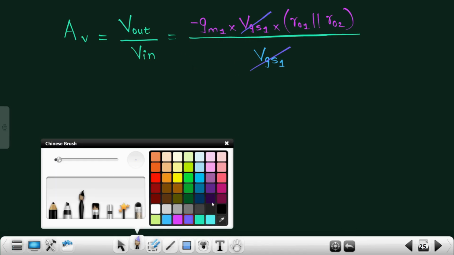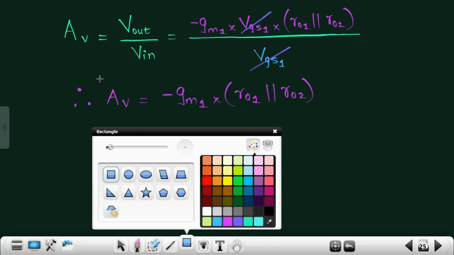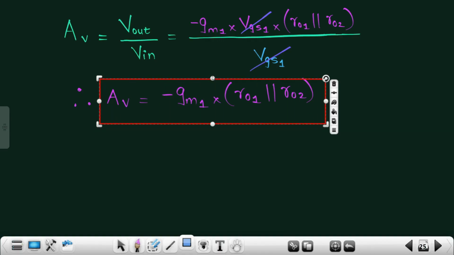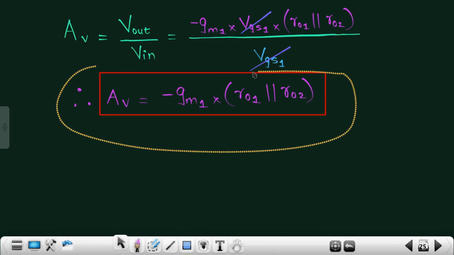So basically, what is my output voltage gain? My voltage gain AV is equivalent to minus of gm1 times RO1 in parallel with RO2. So this will be my voltage gain. Let me just highlight it.